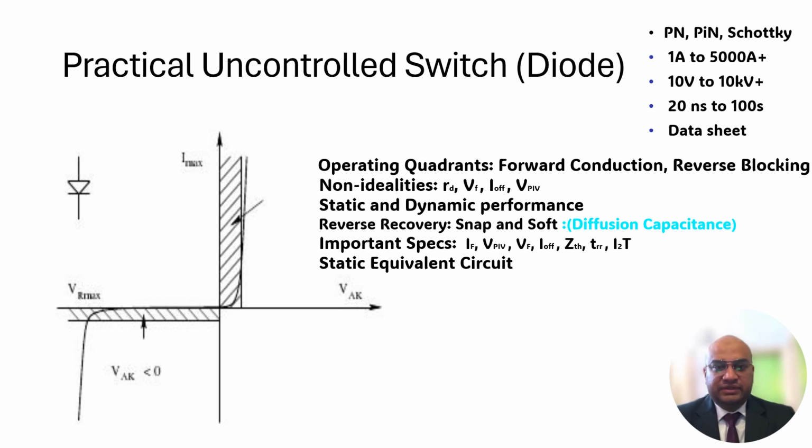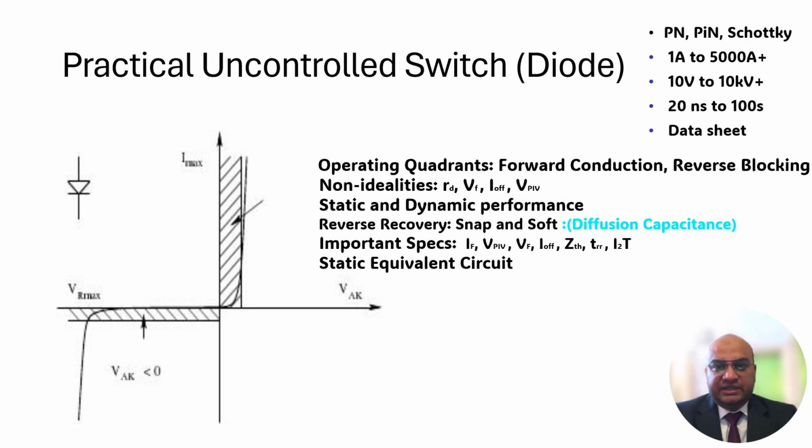For diodes, usually it operates only in the first quadrant, when after the knee voltage there is a rapid rise in current, and these kinds of devices can be PN junction, PIN type or Schottky type of diode. The current ratings available are from 1 ampere to 5000 plus amperes now, and the voltages start from 10 volts to 10 kilovolts. And the switching speed is from basically 20 nanoseconds to 100 nanoseconds.